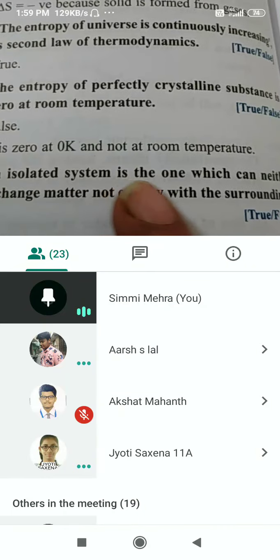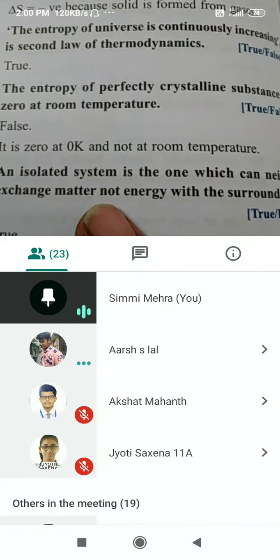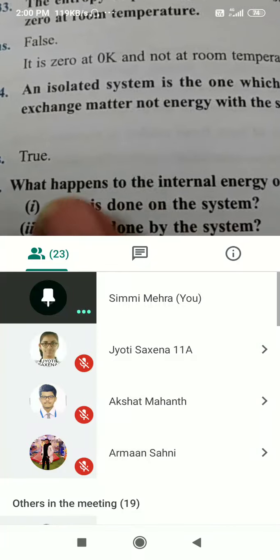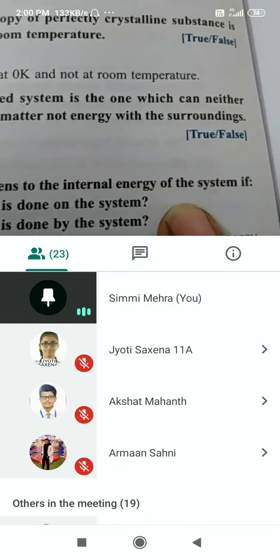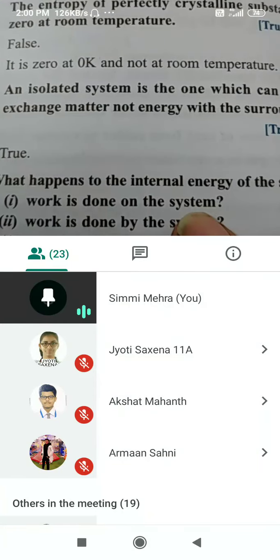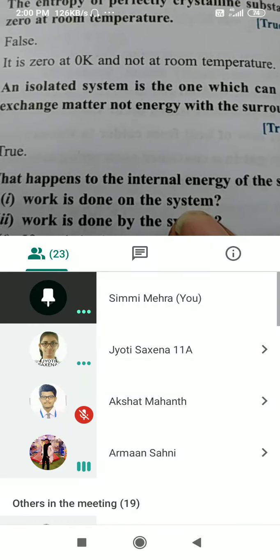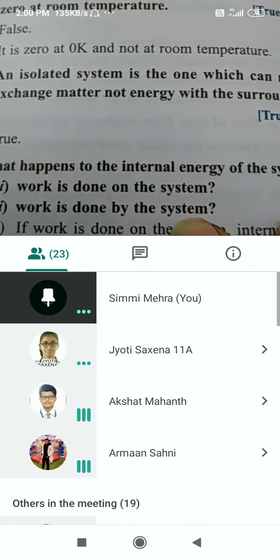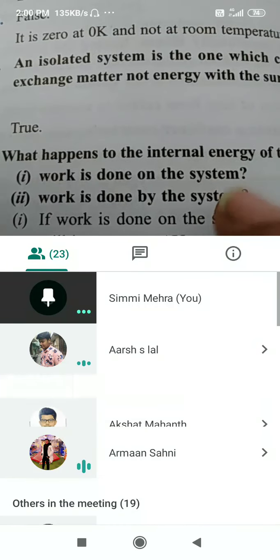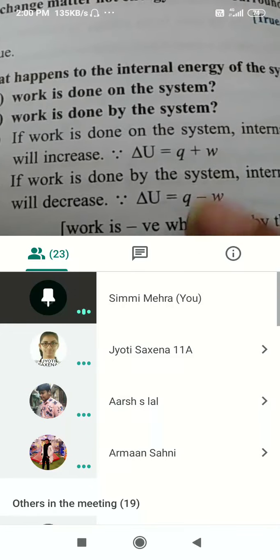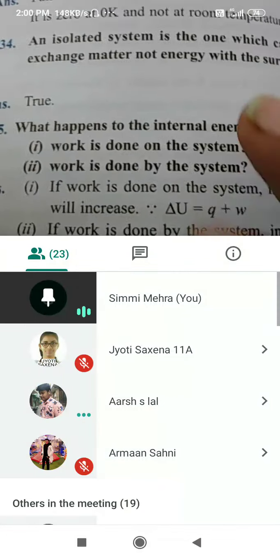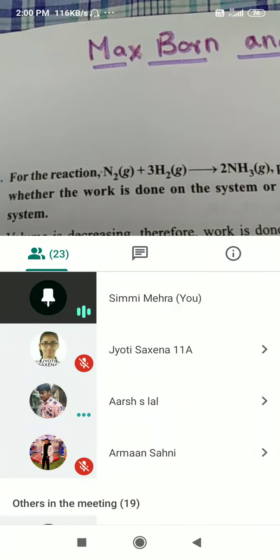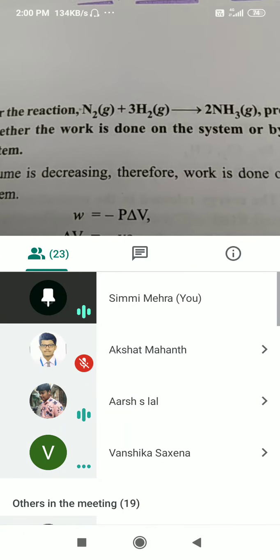An isolated system is the one which can neither exchange matter nor energy with the surrounding. Correct? True. What happens to the internal energy of the system if work is done on the system? Correct. It will increase. Work is done by the system, it decreases. Minus W हो जाता है. Decreases. Okay? These are the two. Alright. बच गए? We shall stop. Okay then.